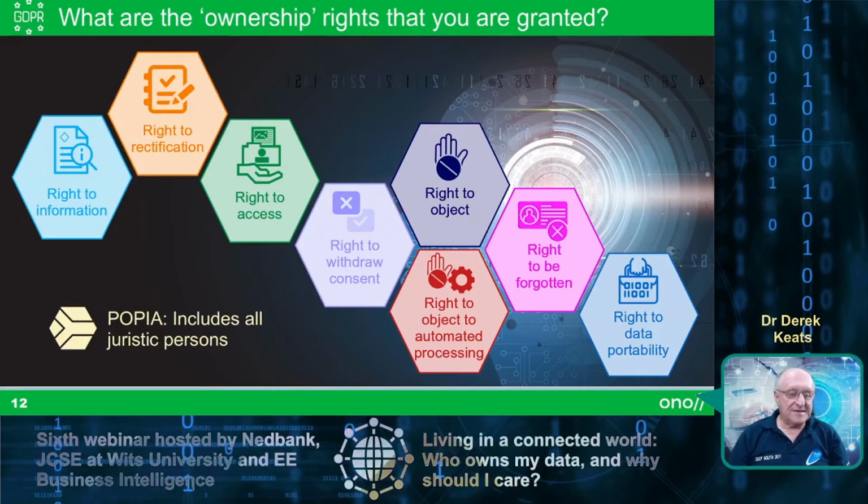And then POPIA has the interesting aspect to it that it includes and covers all juristic persons, not just human beings. So companies, universities, societies, any kind of organization, all have the same rights defined under POPIA. At the moment, as far as I know, there's only 2 countries in the world that include all juristic persons in their data protection regulations.